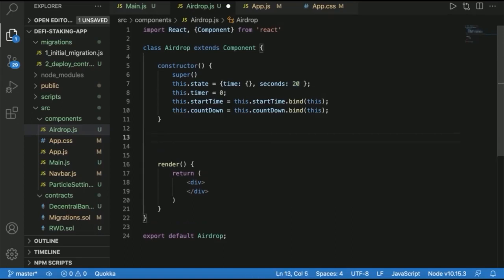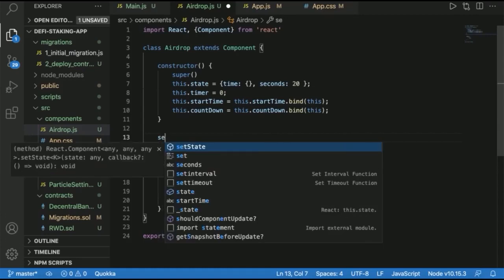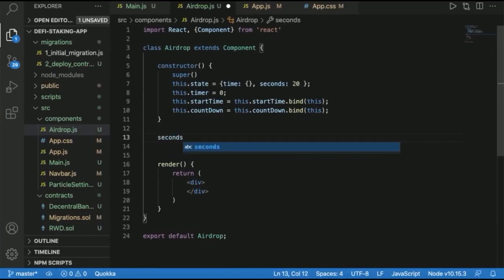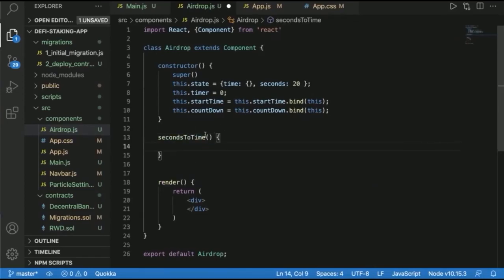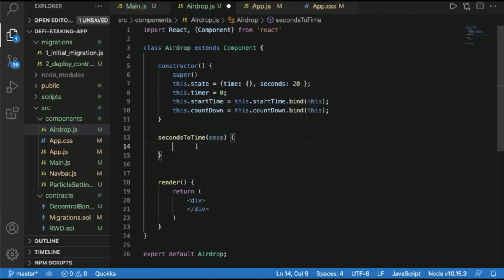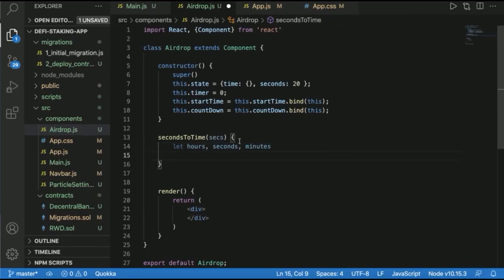So what we want to do is create a function, and we're going to call it set seconds. Actually, sorry, we're going to just call it seconds to time. And what is this function going to take as an argument? Well, we want to take the argument to be the seconds. So we'll just call it sex, just to keep it separate, but it's the same idea. All right, so what variables do we want to add in here? Well, we're talking about hours, minutes, and seconds. So why don't we create 3 variables? So let's say let hours, seconds, minutes. All right, cool. And so now we have these.